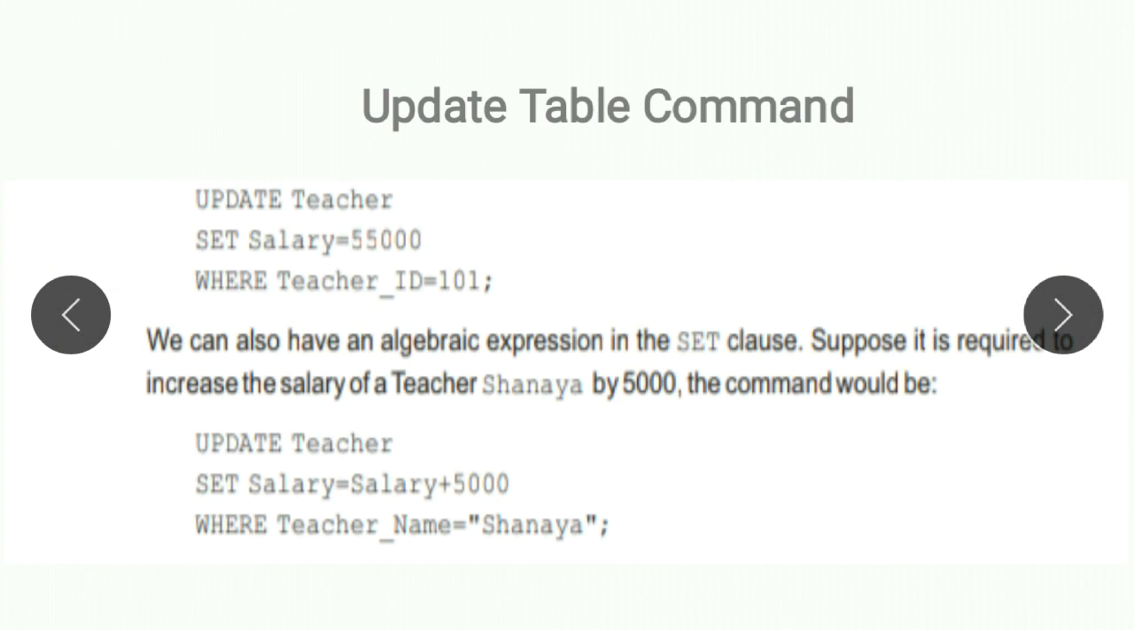then it will pick the default value, that is 40,000. Next is the update table command. For this the expression you can write is update teacher, set salary equals to 50,000, where teacher ID equals to 101. It means you have to update the salary, that is, you have to change the salary of any of the teachers.